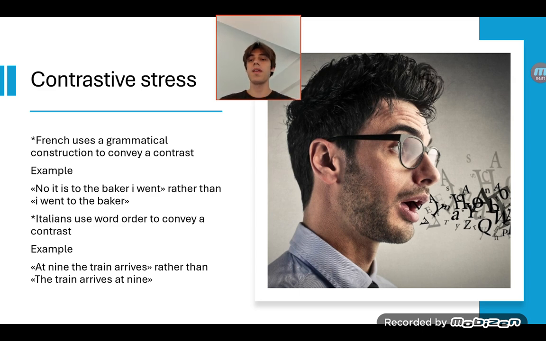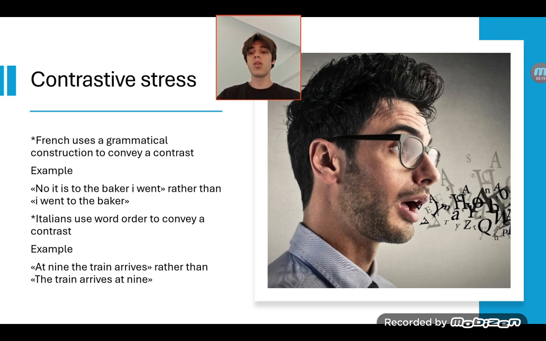Contrastive stress. French uses a grammatical construction to convey a contrast. For example, instead of saying "I went to the baker," they just say, "No, it is to the baker that I went," which sounds quite, it's not silly actually, but in English we don't necessarily convey what we want to say this way unless we want to emphasize it.